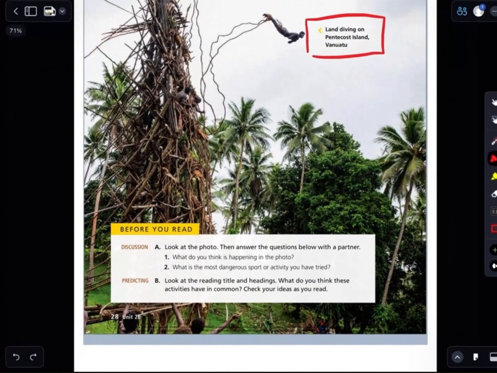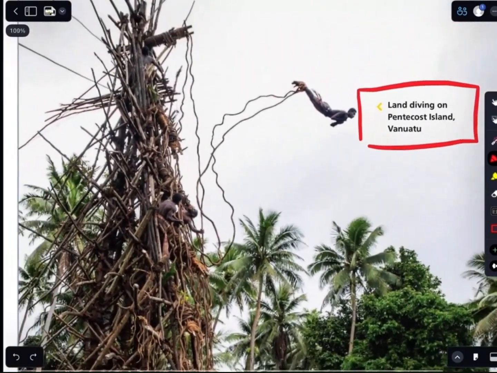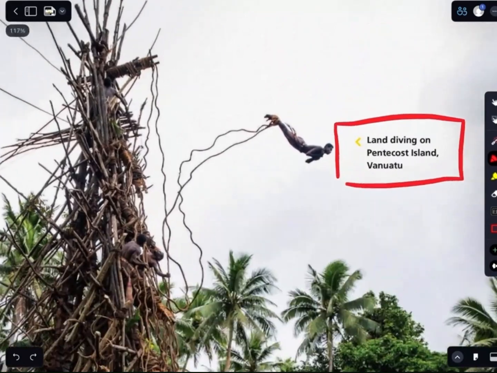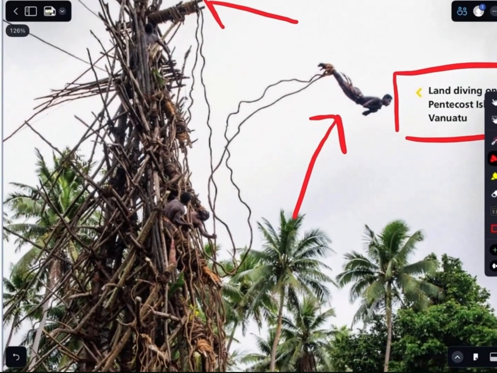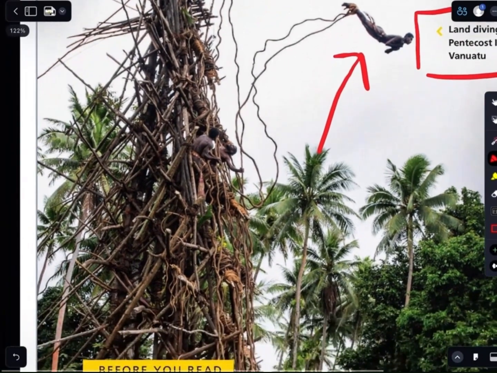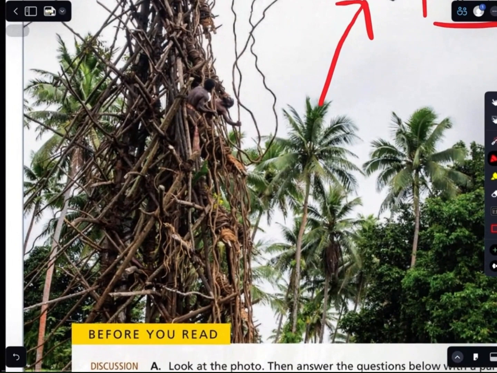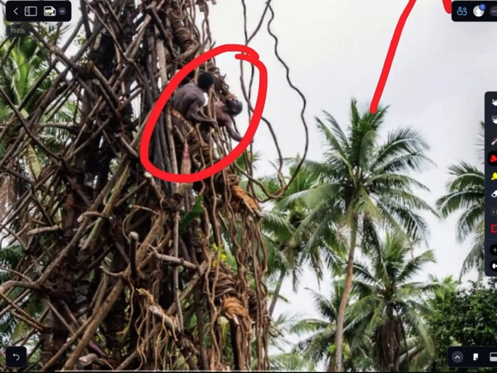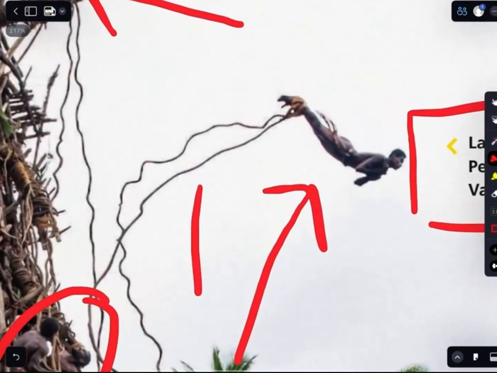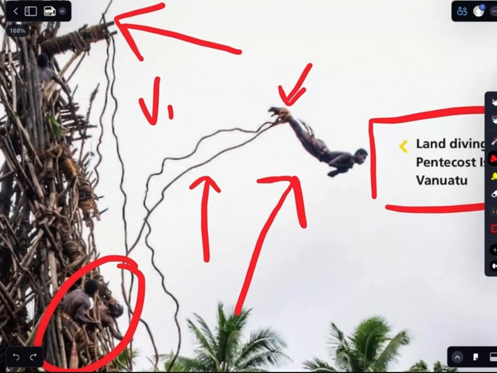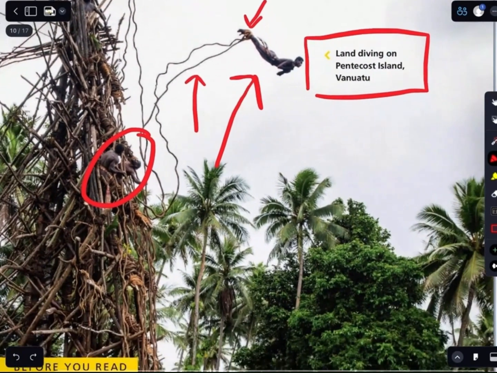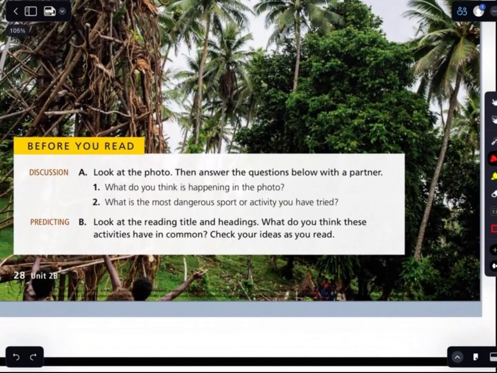Okay, so let's look at this photo. It's pretty incredible. We have a man here jumping off this platform. It looks like a platform that is made of branches and trees and sticks. There are some people who are watching, and he has some vine. This looks like a vine. I'll just write that. A vine tied around his ankles, and he's jumping off the platform, going towards the ground.